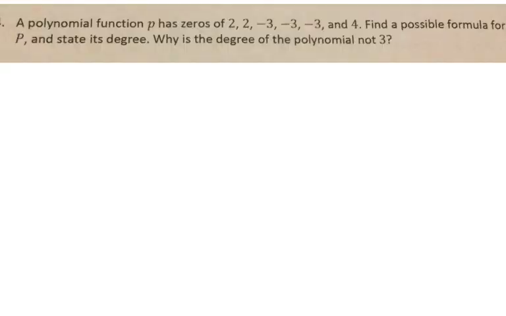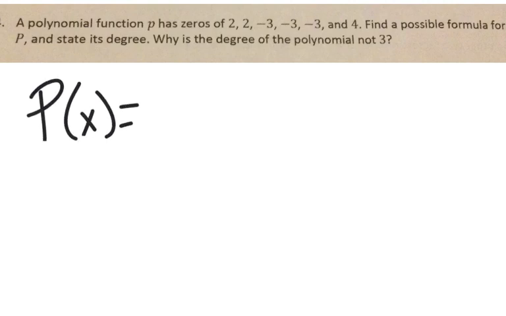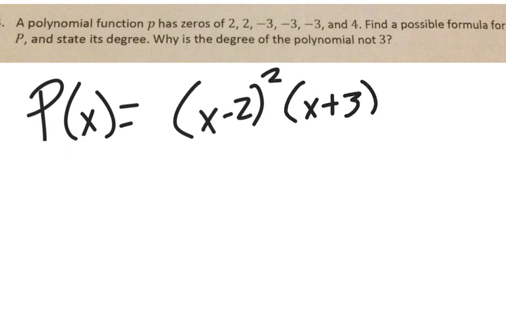If I have a polynomial, P, who has zeros at 2, so that would mean x minus 2 needs to be a root, and 2 happens twice, so it needs a multiplicity of 2. Negative 3 means x plus 3 is a root. It happens 3 times, so it needs a multiplicity of 3, and then a root at 4 means x minus 4 needs to be a factor. Find a possible formula for P and state its degree.